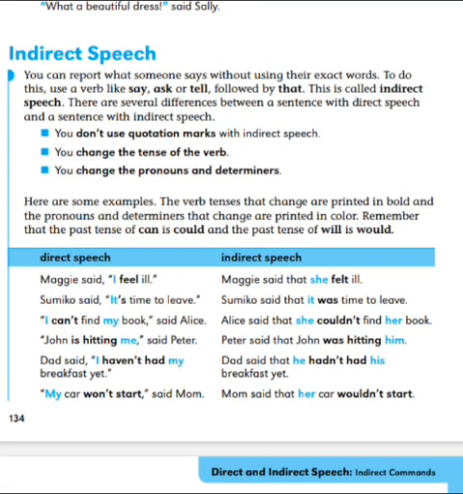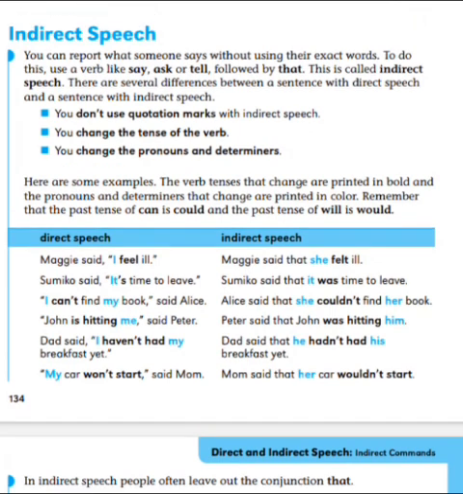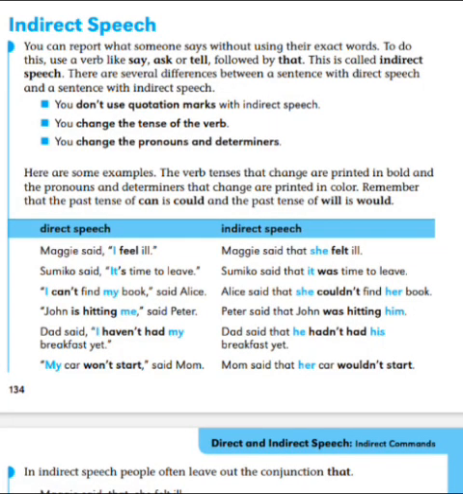Indirect speech. You can report what someone says without using their exact words. To do this, use a verb like say, ask, or tell, followed by that. This is called indirect speech. There are several differences between a sentence with direct speech and a sentence with indirect speech. You don't use quotation marks with indirect speech. You change the tense of the verb. You change the pronouns and determiners.